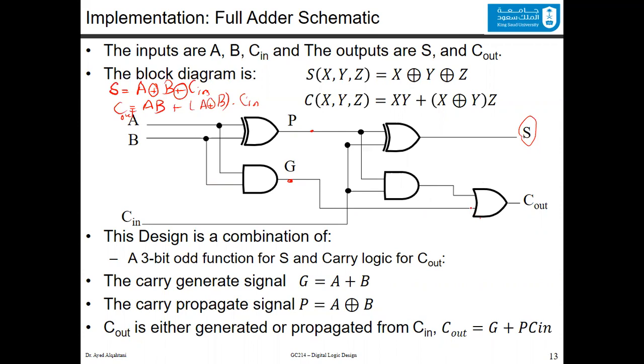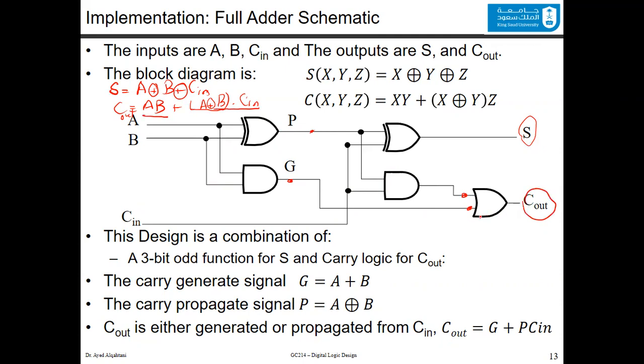This is the first term that gets here. So we get the generate first. And then we get the propagate, which is the A XOR B. This is the A XOR B here. We get the propagate ANDed with the input carry here to get the second term that we OR together. So that's the full second term to get the carry out.